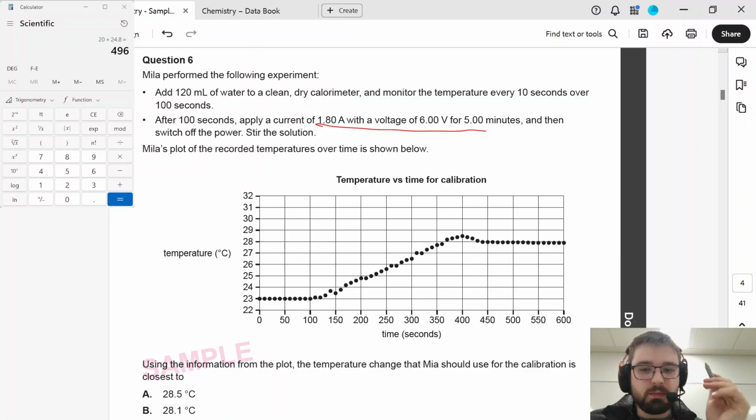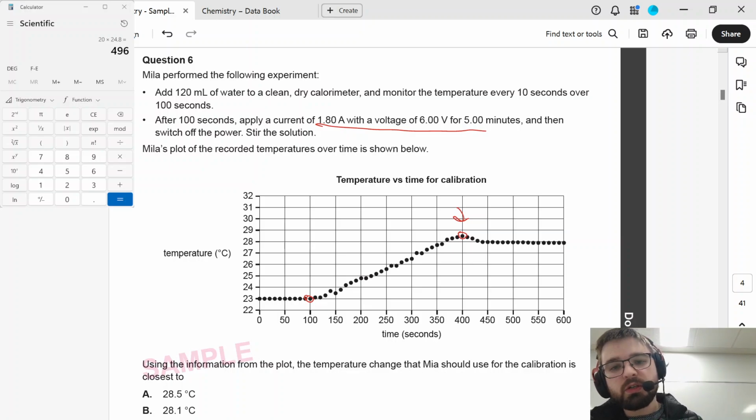The temperature change that Mia should use for the calibration is, she turned it on at 100 seconds, right? So it's basically just going to be from the starting, whatever the lowest value is, to whatever the highest value is. So she turned it on, so it got up to there. And it's turned on for 5 minutes, which is 300 seconds. And okay, so the 400 second mark is actually the peak. They're not trying to trick you there.